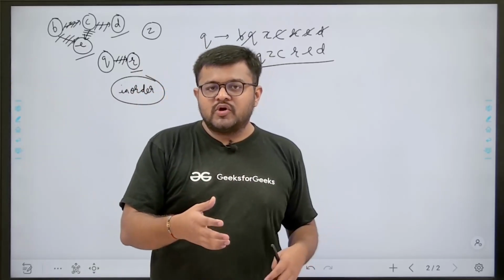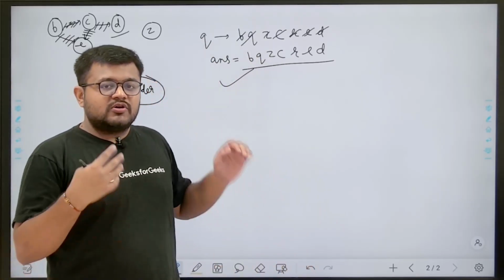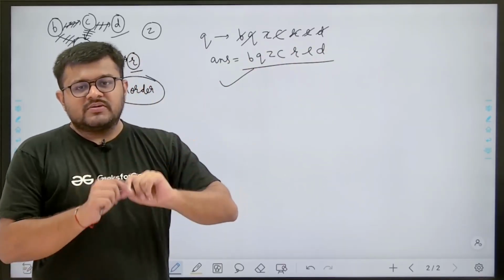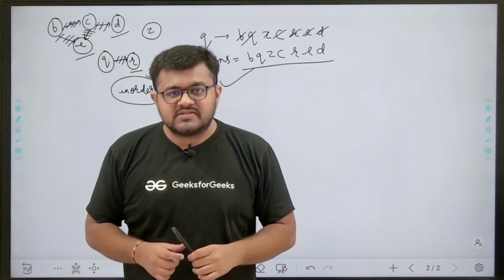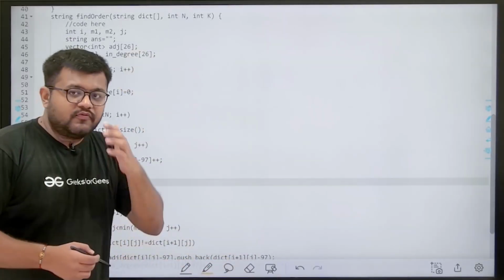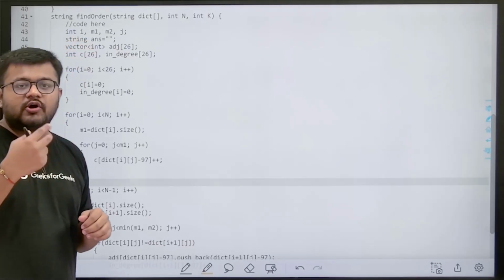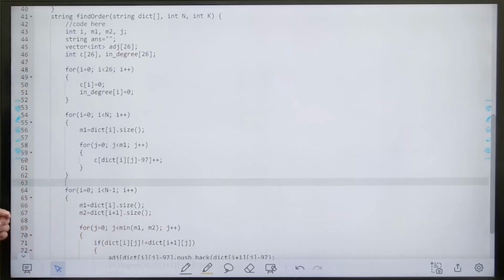Then we'll call a topological sort on it, and the topologically sorted order will be one of the possible answers, okay. Now let's look at its actual implementation. So now if we talk about the actual implementation, I have taken some variables i, j, m1, m2. I have taken one string answer, which is basically empty initially, in which I'll store the sorted order of characters according to the alien dictionary.